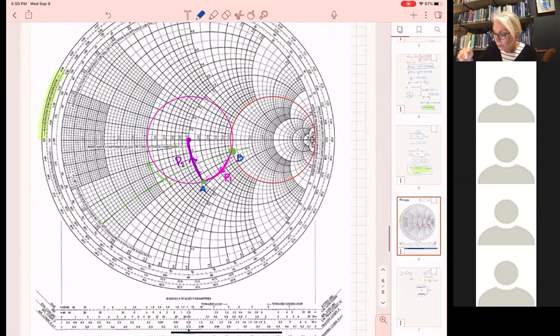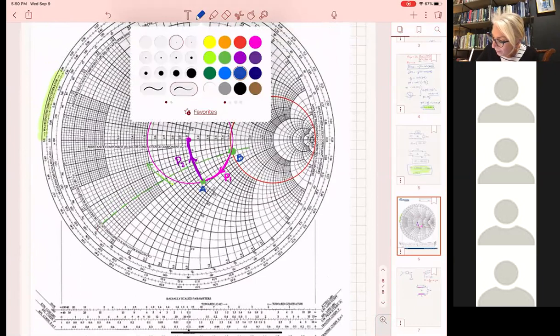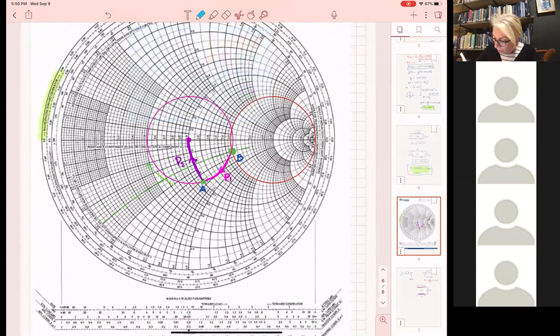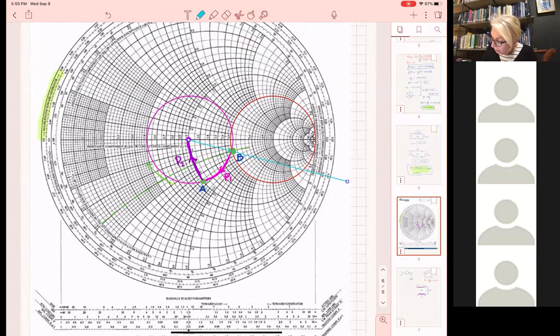Okay, now what we're going to do, we are going to write, and I'm going to use some other colors. I'm going to write a line that connects the center of the Smith chart to B. And I'll take it there. And then I'm going to write another line that will connect the center of the Smith chart to A. So, same. I did not take. Let me try it again.